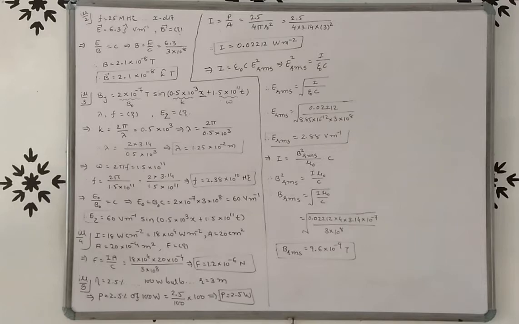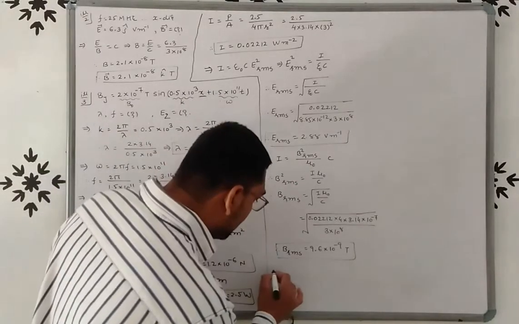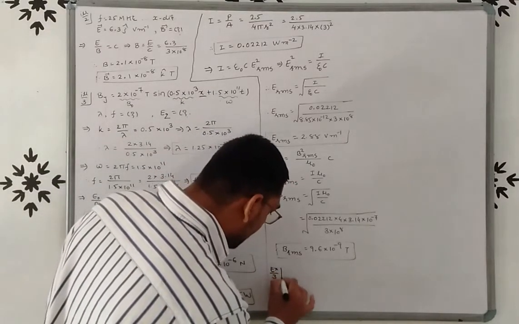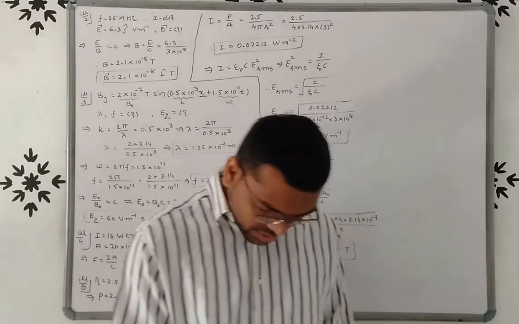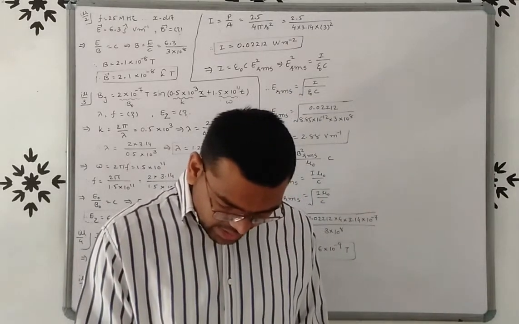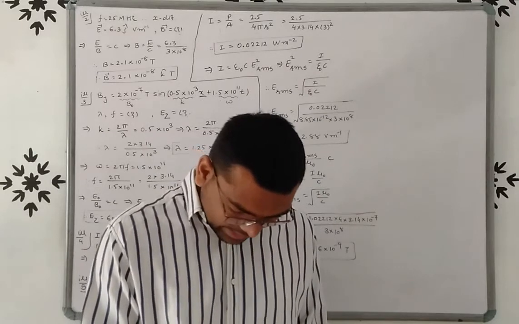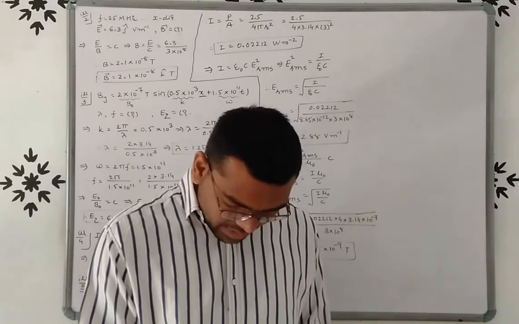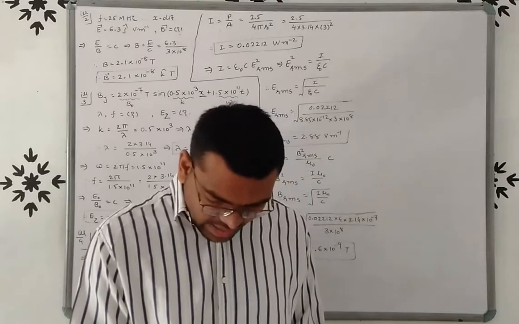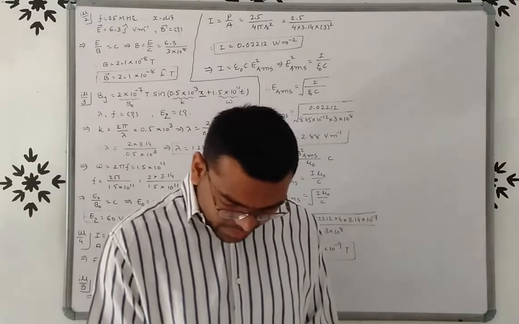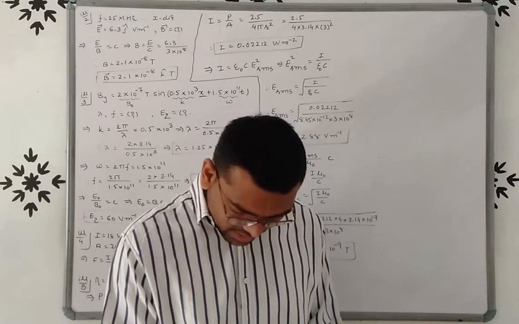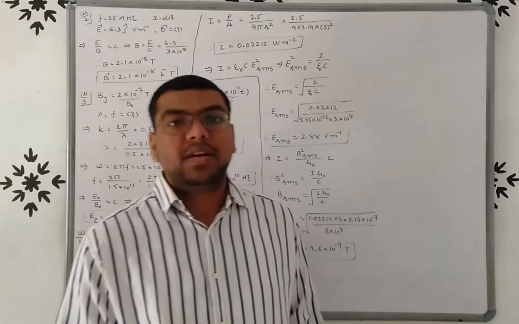Now we move forward to our next example, example number 3 in exercise C. The question: what physical quantity is the same for X-ray of wavelength 10 raised to minus 10 meter, red light of wavelength 6800 angstrom, and radio waves of wavelength 500 meter?